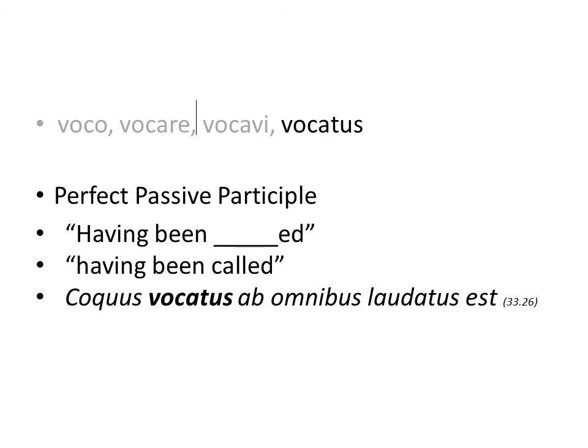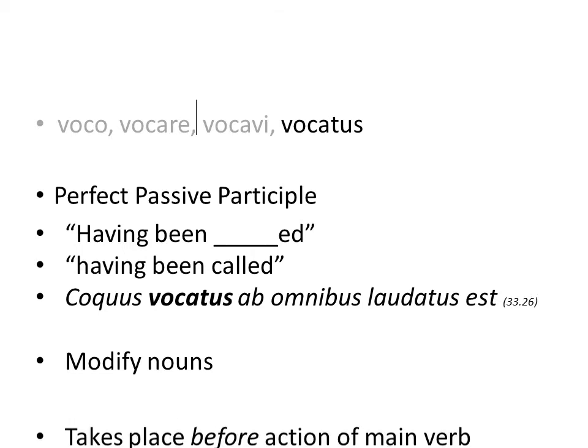Here's a sentence. It's from chapter 33, line 26. Quoquus vocatus ab omnibus laudatus est. There, vocatus is our PPP, perfect passive participle. And we say they do a couple things. Number one, they modify nouns. In this sentence, vocatus is modifying quoquus. They both have that masculine nominative singular ending, us. That's going to be important.